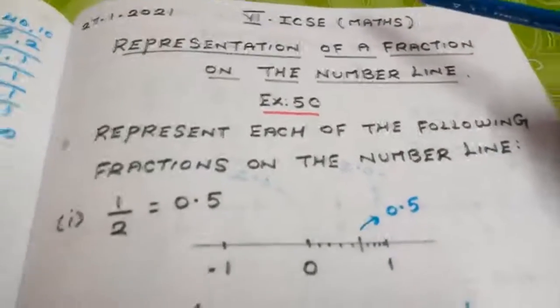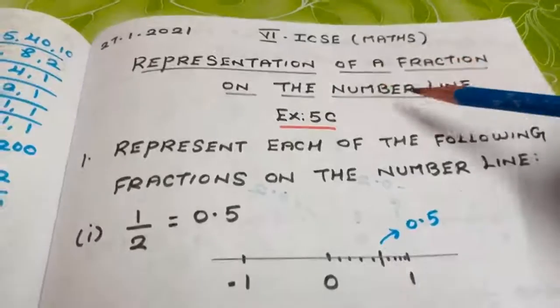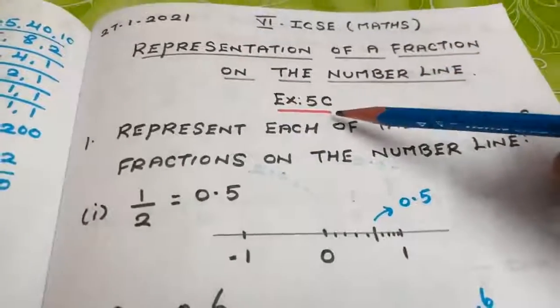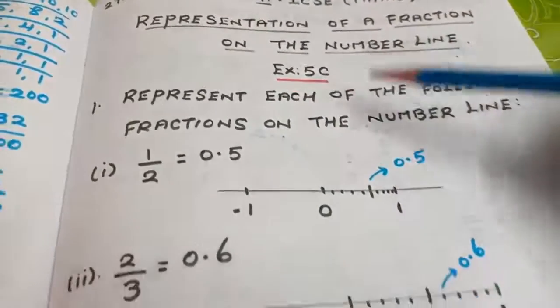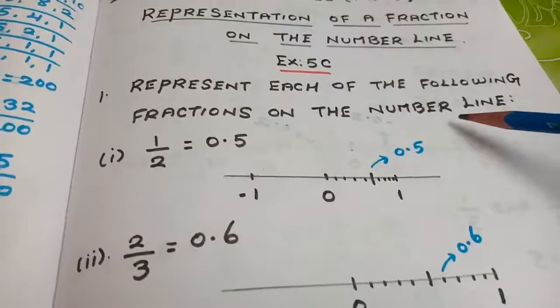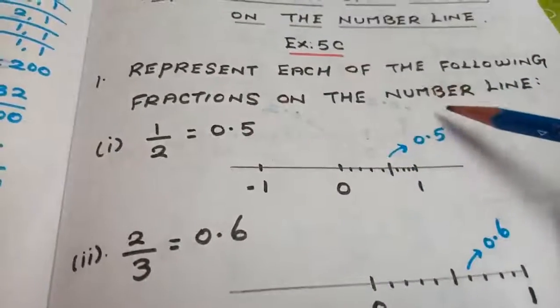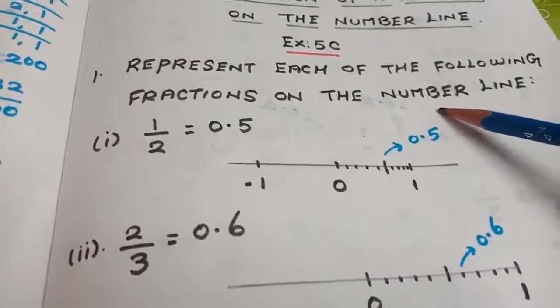In today's class, we are going to see the representation of fractions on a number line, that is exercise 5C. The first sum: represent each of the following fractions on the number line. So, we are going to represent the fraction on a number line. What is the meaning of number line?